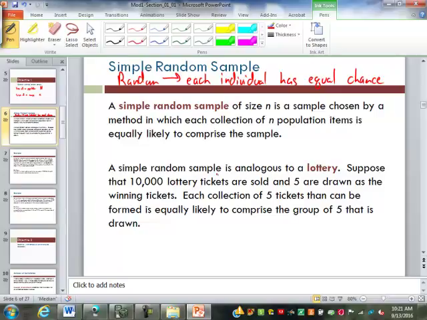Think of a simple random sample like the lottery. 10,000 lottery tickets are sold, and 5 are drawn out as winners. Each possible group of 5 tickets has an equal chance because those tickets are just thrown into a bin and mixed up and drawn out. So not only does each ticket have the same chance, each group of 5 tickets has an equally likely chance.